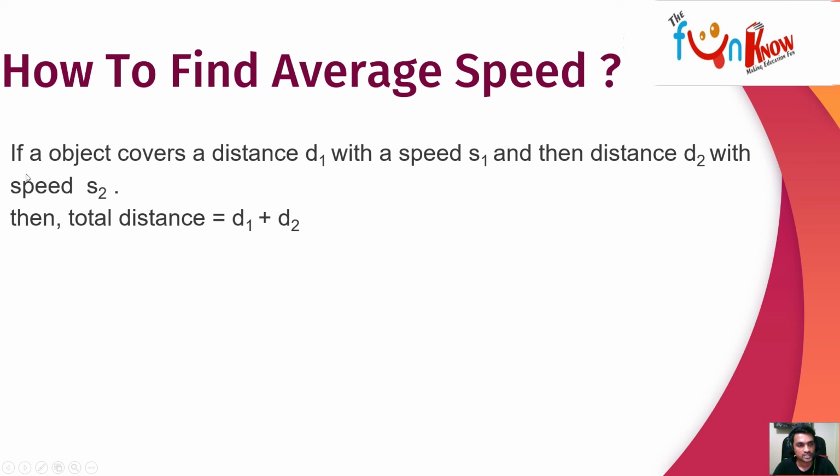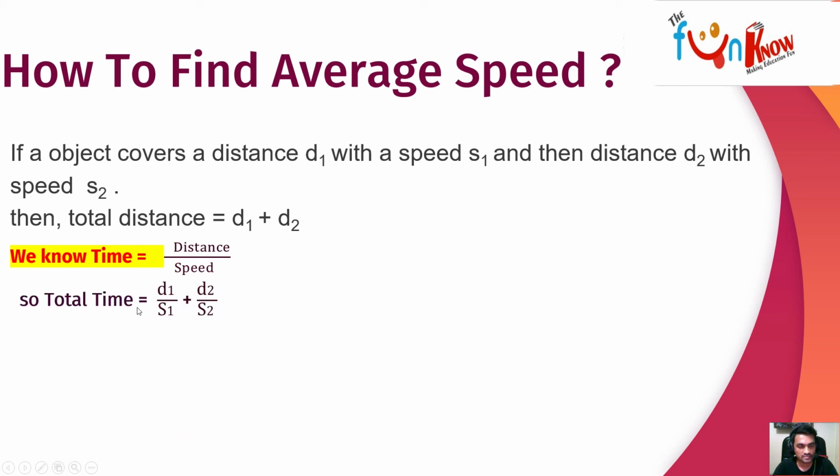So if an object covers a distance d1 with a speed s1 and then distance d2 with speed s2. So here the distance is given and the speed is also given. The total distance, you just have to add these two, distance 1 and distance 2. But the time is not given. So first we need to find out the time. So time is equal to distance over speed.